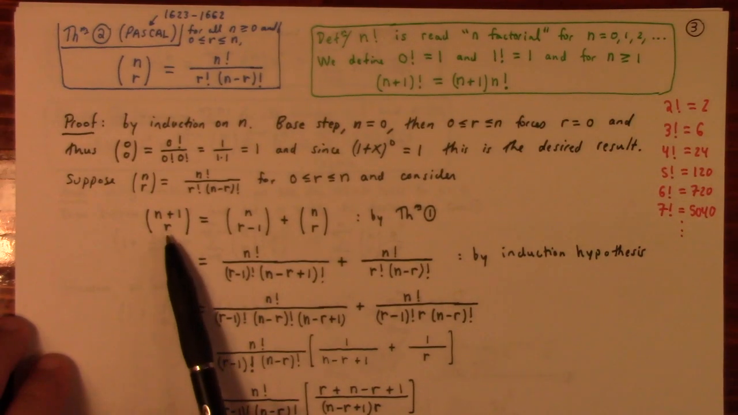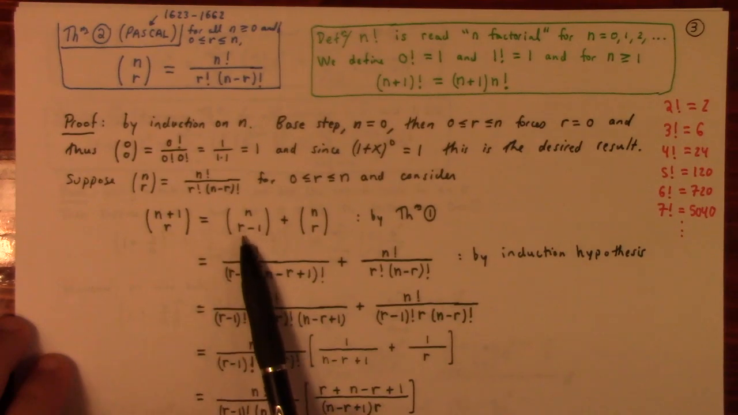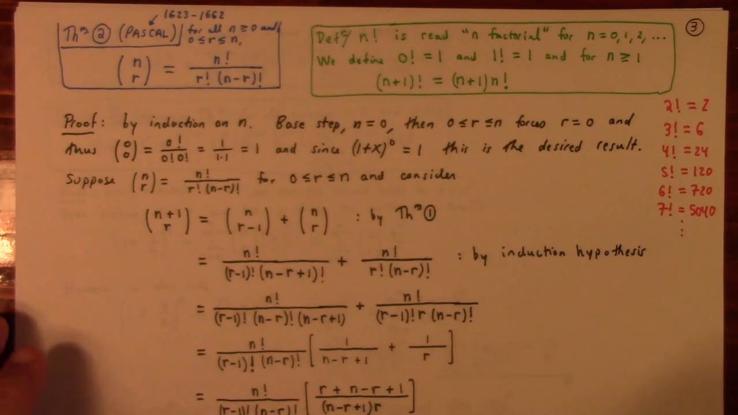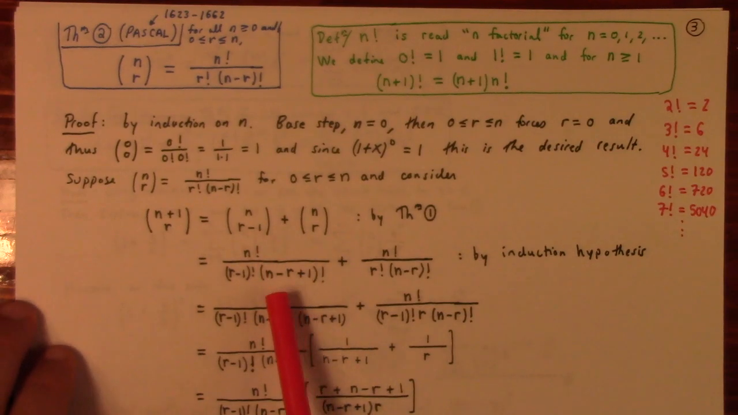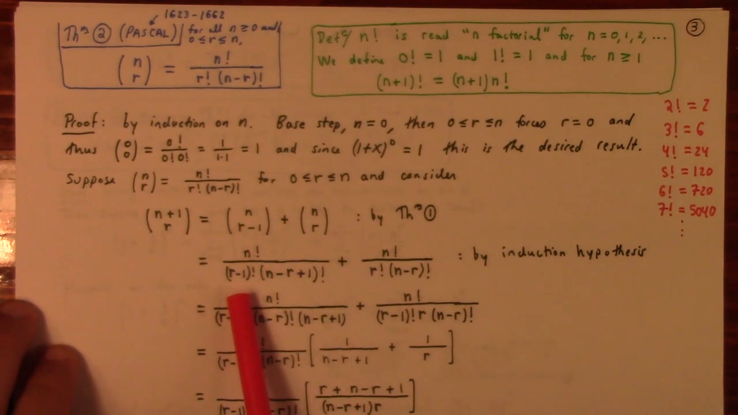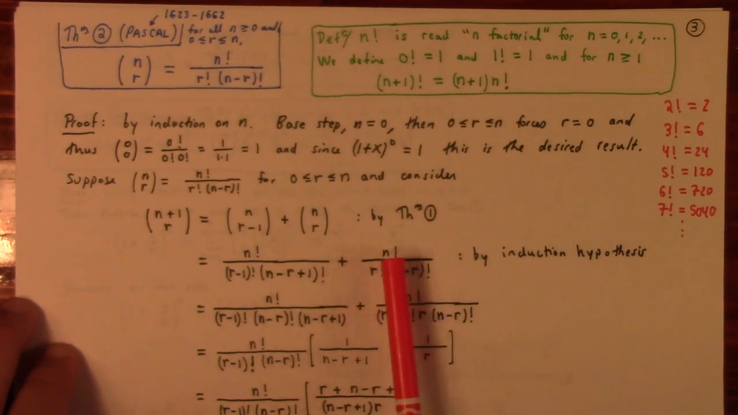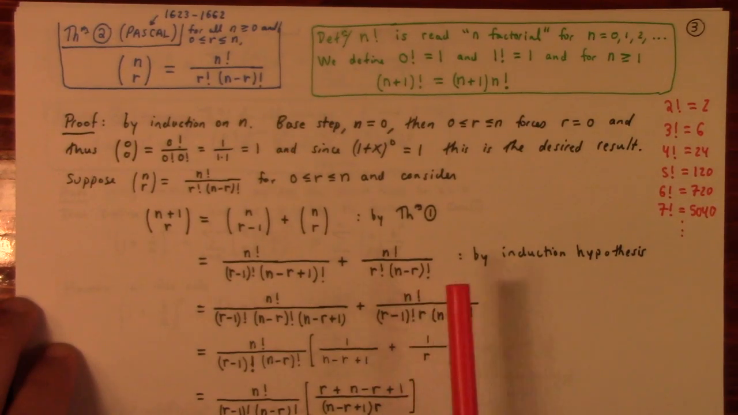So n plus 1 choose r, by theorem 1, is n choose r minus 1 plus n choose r, right? And then by the induction hypothesis, we have n choose r minus 1 was n factorial over r minus 1 factorial times n minus r plus 1 factorial, right? And notice here that minus a minus 1 gave me a plus there. That's why I've got a plus 1. And over here, we've just got straight up the induction hypothesis, n factorial over r factorial times n minus r factorial. It's already as it was written before.